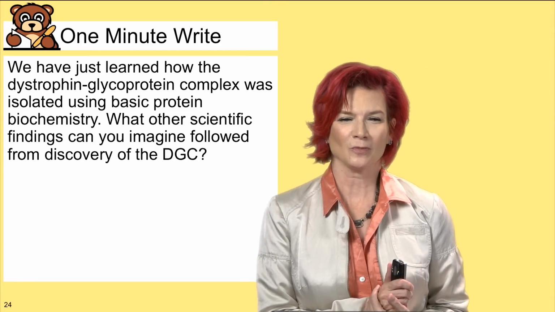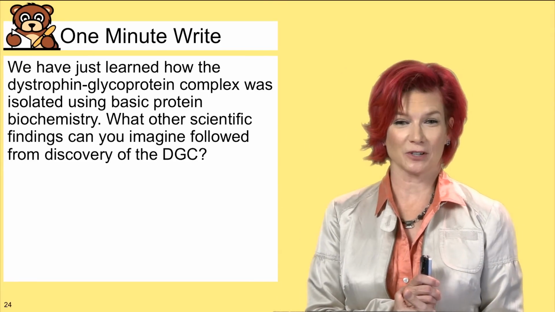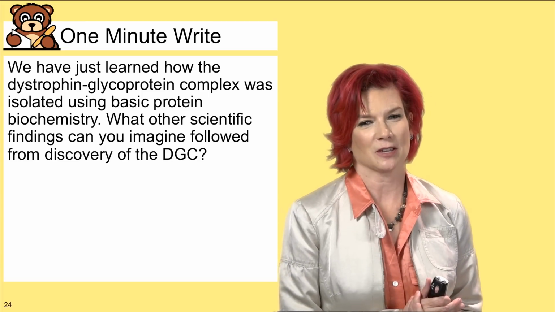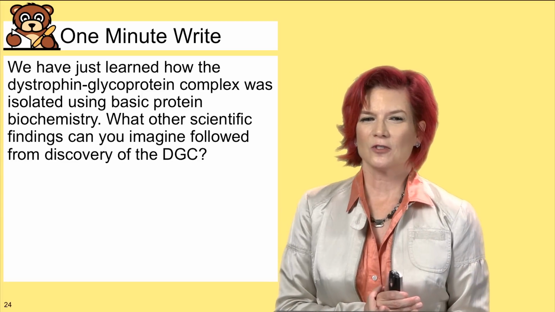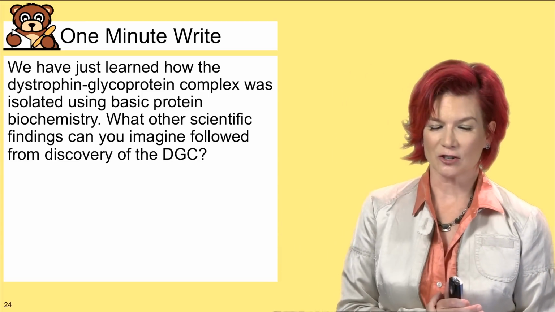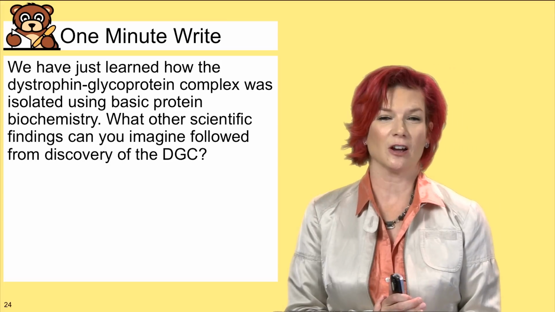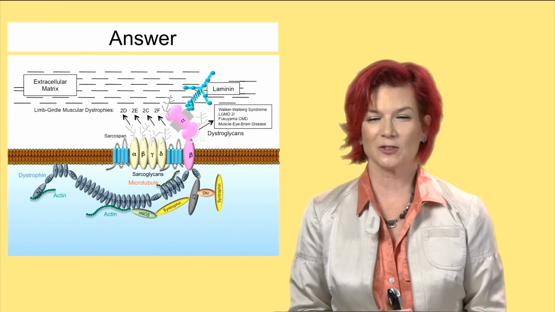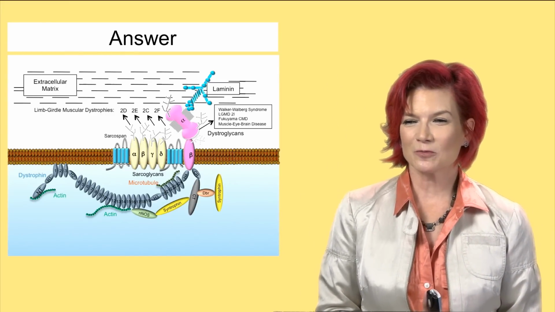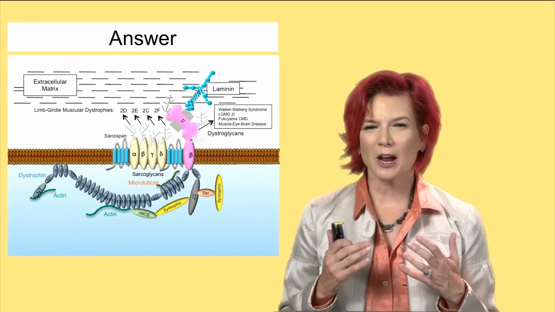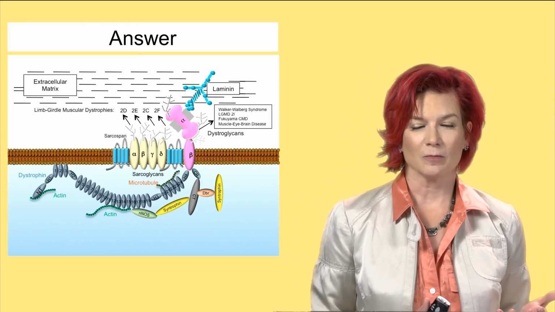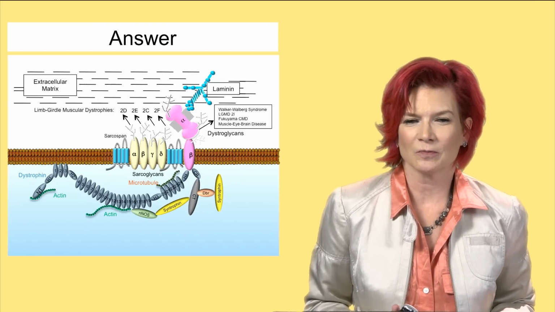So we've just learned how the dystrophin-glycoprotein complex was isolated using basic protein biochemistry. What other scientific findings can you imagine followed from the discovery of the dystrophin-glycoprotein complex? So the answer is shown here. This really was a groundbreaking discovery, similar to the discovery of the dystrophin gene itself.